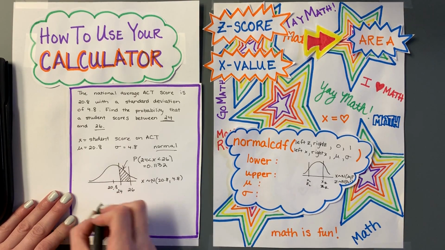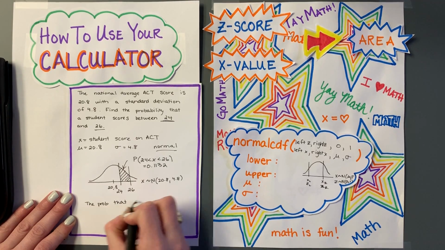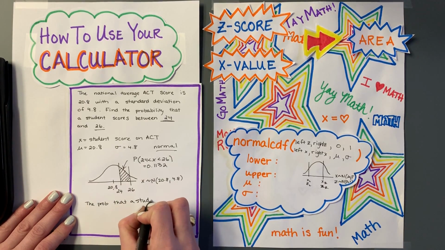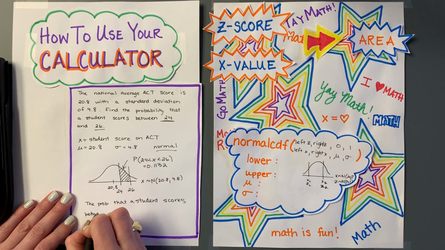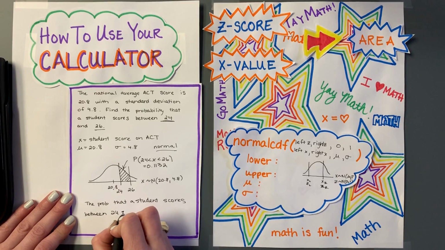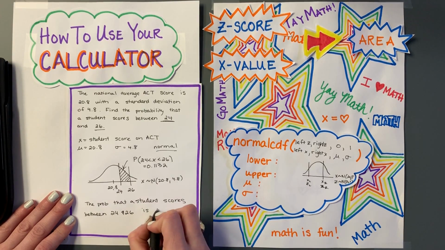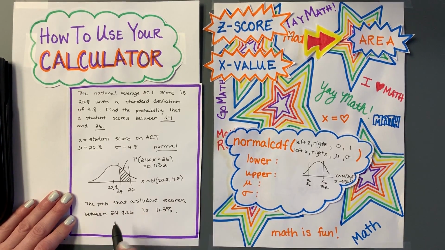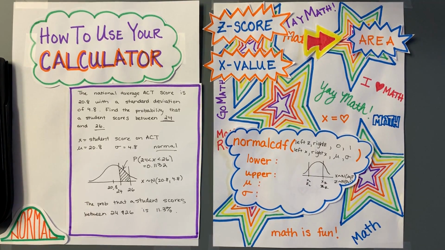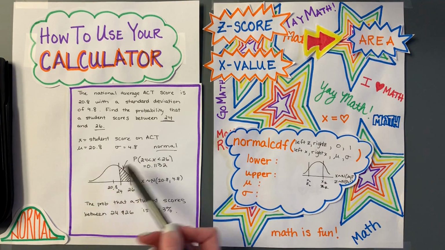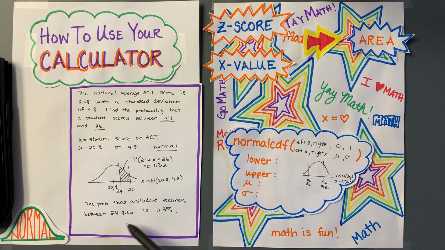So what we can say here is the probability that a student scores between 24 and 26 is 11.3%. It's really important that we get in the habit of translating our math into language that people understand. People don't like this. It's confusing, it's intimidating, so let's get in the habit of putting it into a sentence that makes sense to general people.